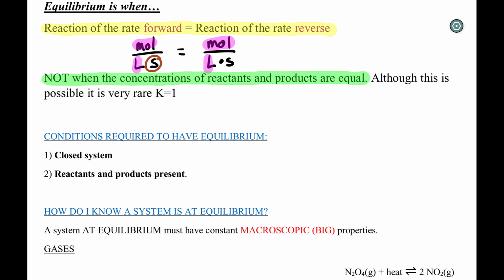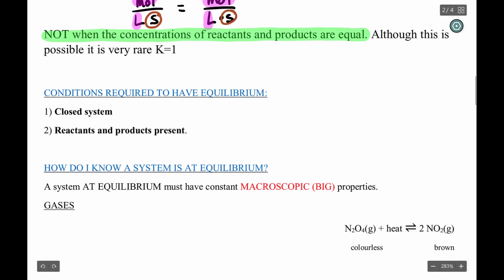What it means is the rate at which I'm producing products is equal to the rate at which I'm producing reactants at a certain time interval. So when you have a bank account in equilibrium, you have money coming out at the same rate as money coming back in. Okay, all right.